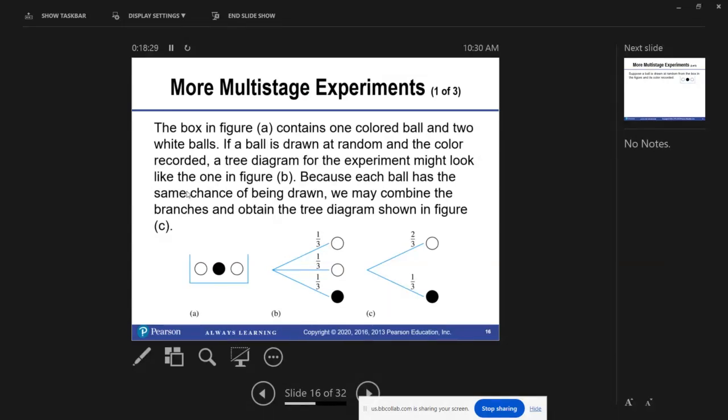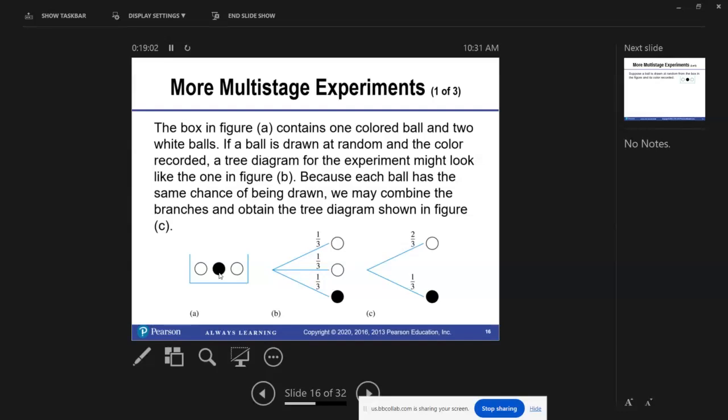Okay, here's another multi-stage experiment. This time we're starting out with figure A. This is a box and it has 3 balls in it. One of the balls is colored and the other 2 are white. So if a ball is drawn at random and the color is recorded, then you can make a tree diagram for the experiment. So I would have a 1 in 3 chance of drawing the first white ball, a 1 in 3 chance of drawing the second white ball, and a 1 in 3 chance of drawing the colored ball.